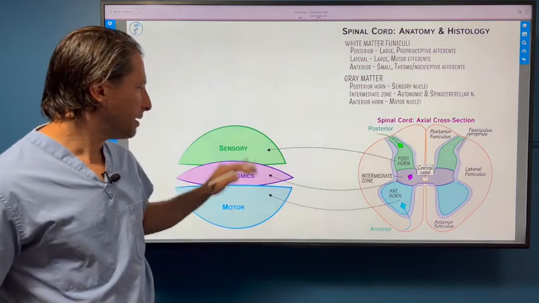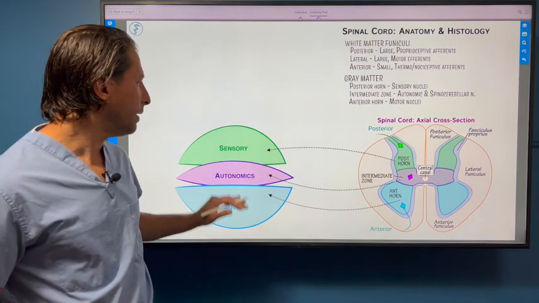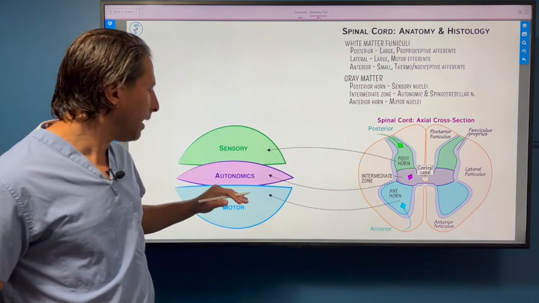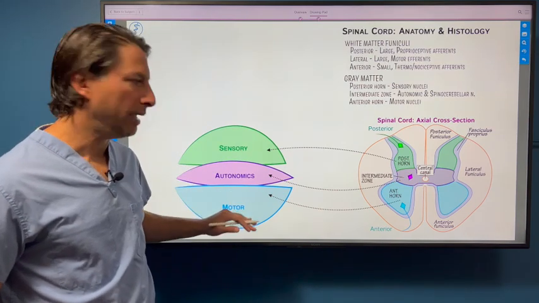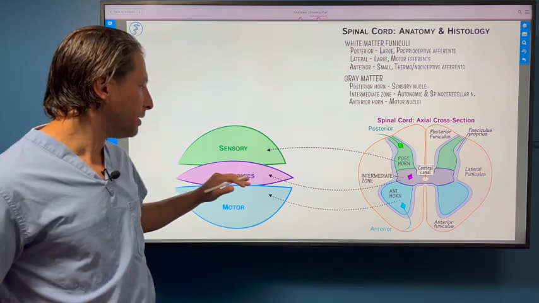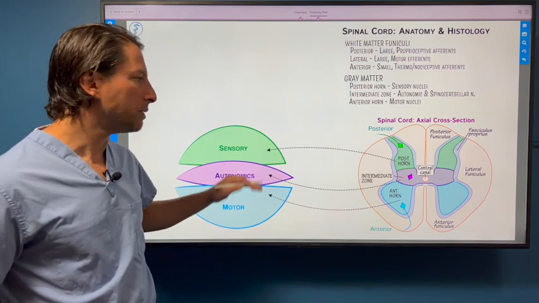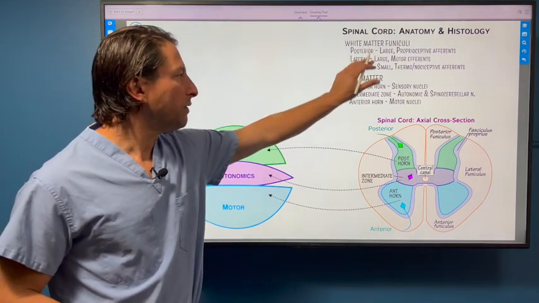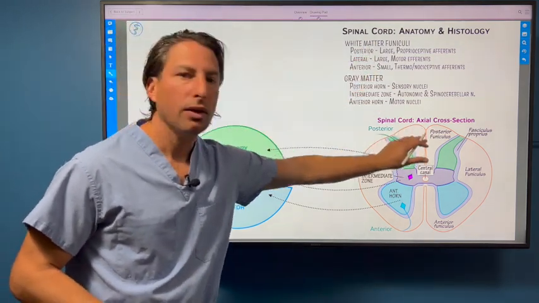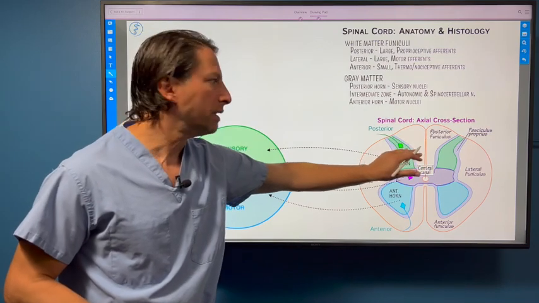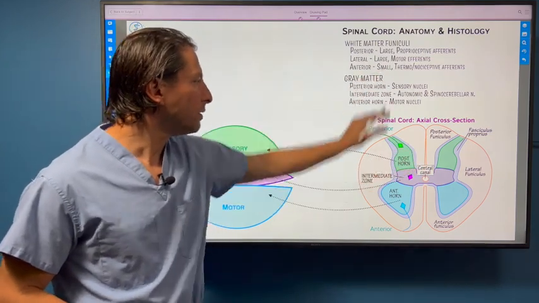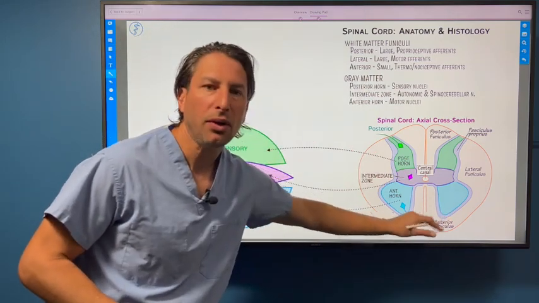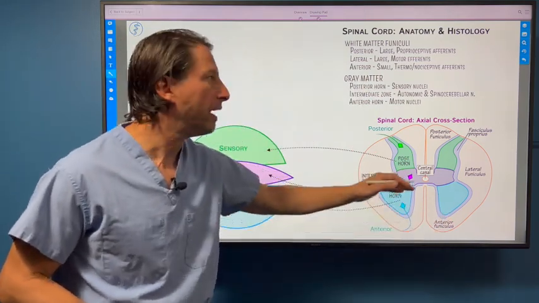And then we have this simple heuristic here, where sensory items tend to live posteriorly, motor items tend to live anteriorly, and then the intermediate region contains autonomics as well as spinocerebellar items. We can see this in the white matter funiculi. Posteriorly are the large proprioceptive afferents. Laterally are these large motor efferents. And then anteriorly are these small thermo-nociceptive afferents.